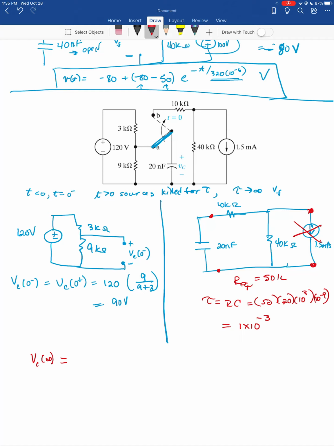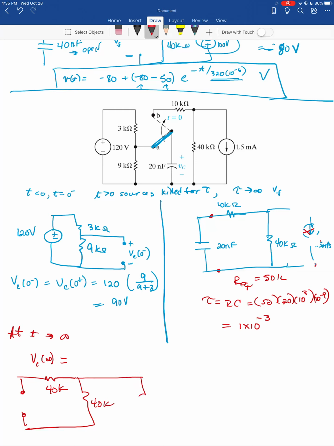So VC at infinity. Working off of this circuit, see if I can just erase. Nope. So let's come back. I'll just redraw it. So we had our 20 nanofarad capacitor at infinity, so at t going to infinity. Our 20 nanofarad capacitor is going to look like an open. We have 40K here. We have 40K here.